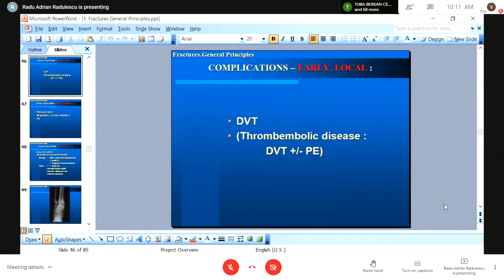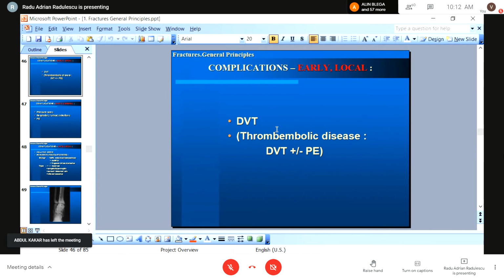Other complications may be the deep vein thrombosis or the thromboembolic disease. Deep vein thrombosis consists in the development of clots at the level of the veins of the peripheral parts of the limb due to immobilization or due to surgery. In our days, all these complications are prevented by administration of blood thinners, of blood anticoagulants.